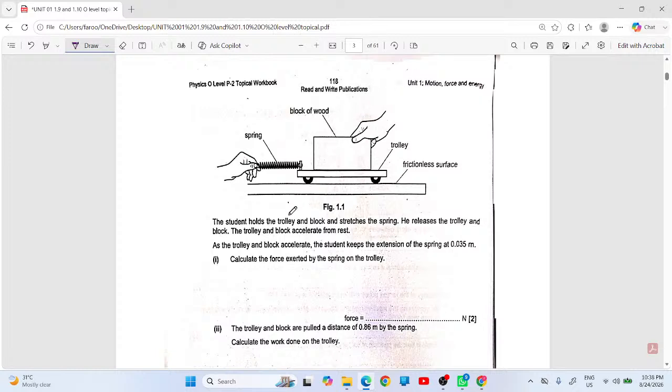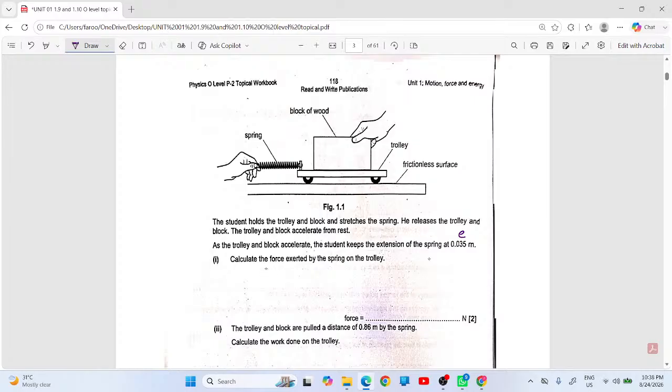The student holds the trolley and block and stretches the spring. He releases the trolley and the block. The trolley and block accelerate from rest. As they accelerate, the student keeps the extension of the spring at this value. This is the extension of the spring. Calculate the force exerted by the spring on the trolley.